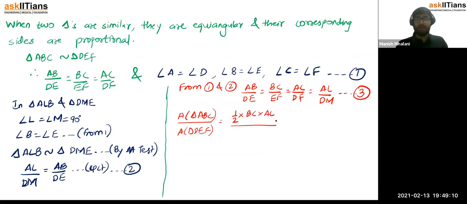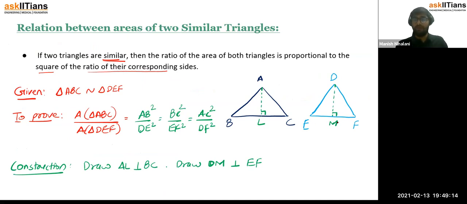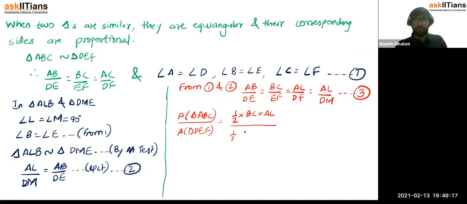And what would be the area of triangle DEF? It would be half into EF into DM, right? So half gets cancelled. BC by EF, we would also be able to interpret that here we have BC by EF into AL by DM, right? But from equation 3, AL by DM is equal to BC by EF, as we can see. So that would be equal to BC square by EF square, right?